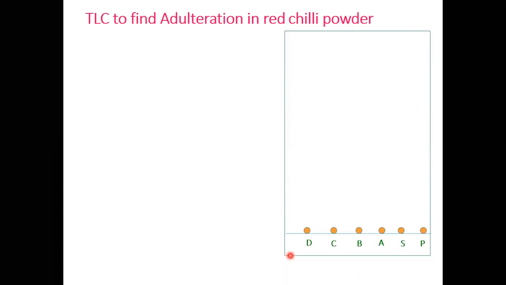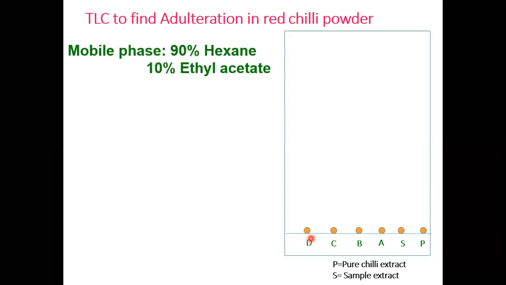On the TLC plate, P stands for pure chili extract. That means dry red chilies are crushed, ground and their extract is prepared in a suitable solvent. S is the sample extract, that means sample chili powder purchased from the local market. A is the spot of Sudan 1, B Sudan 2, C Sudan orange or D Sudan red. For the TLC, again we are using a mobile phase mixture of 90% hexane and 10% ethyl acetate.